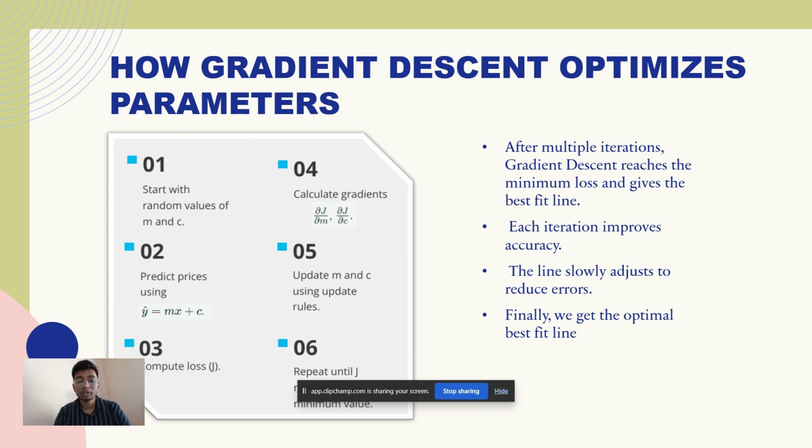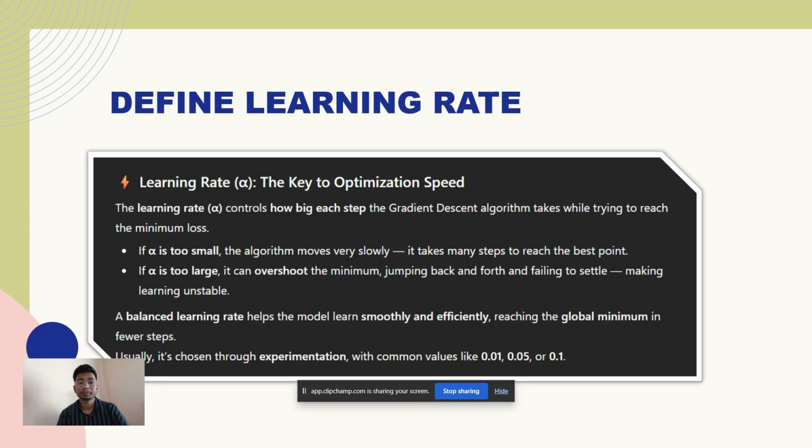In the sixth step, we will repeat until we get the minimum value of J. After multiple iterations, gradient descent reaches the minimum loss and gives the best fit line. Each iteration improves accuracy. The line slowly adjusts to reduce errors. Finally, we get the optimal best fit line.